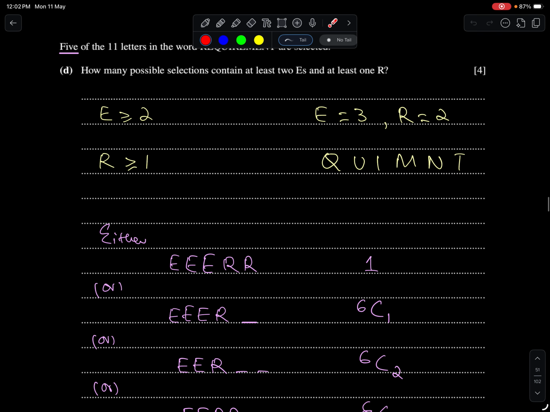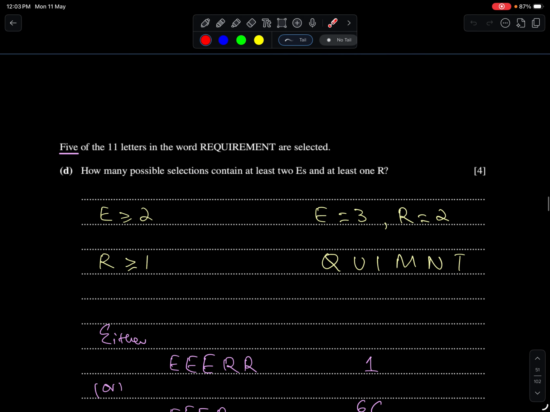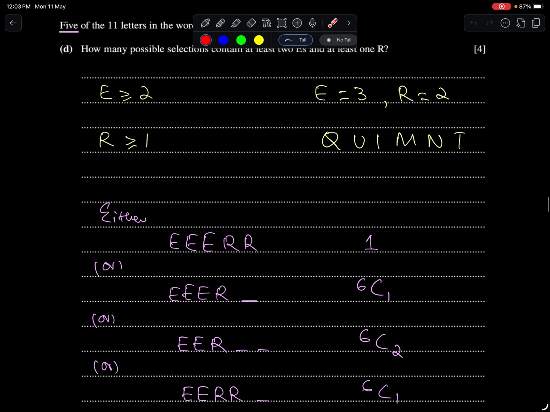Here we have to select at least 2 E's and at least 1 R, and these are the repeated letters. So for 3 E's, don't write anything here. For 2 R's, don't write anything here. For R, don't write 2C1, because this question is only for selections. So if there are selections only, then you don't show selections of repeated letters separately. Understood? Just selections. So no need to show selections of repeated letters here.